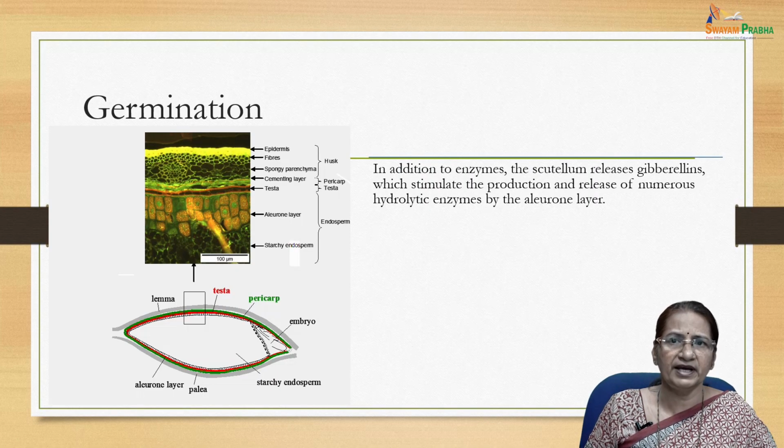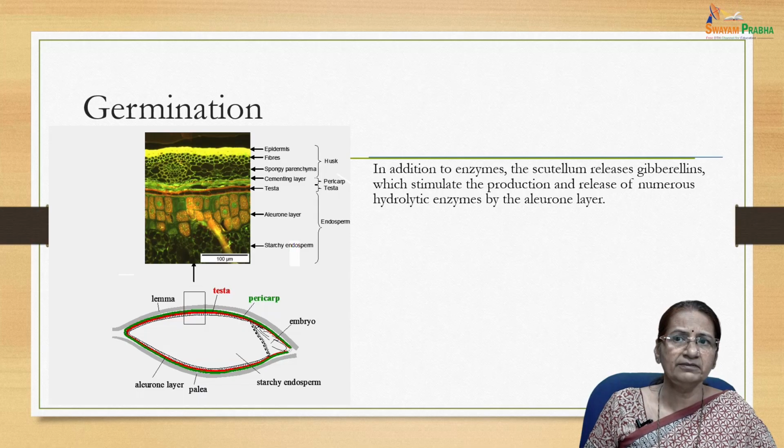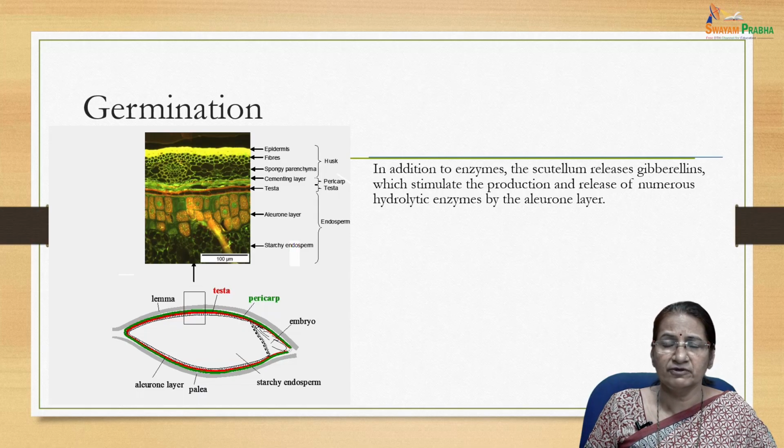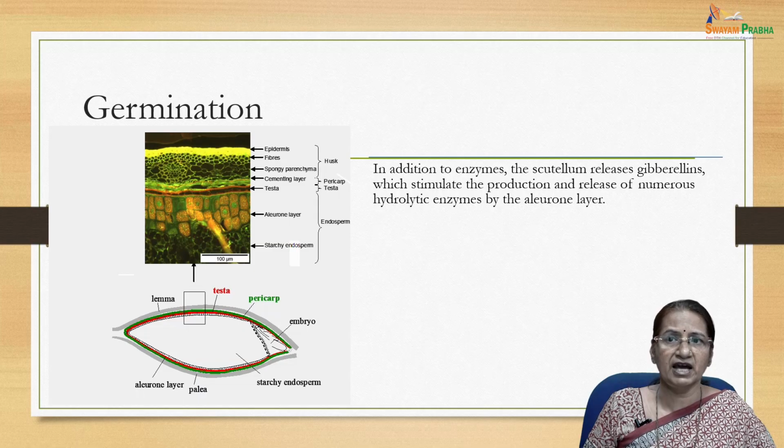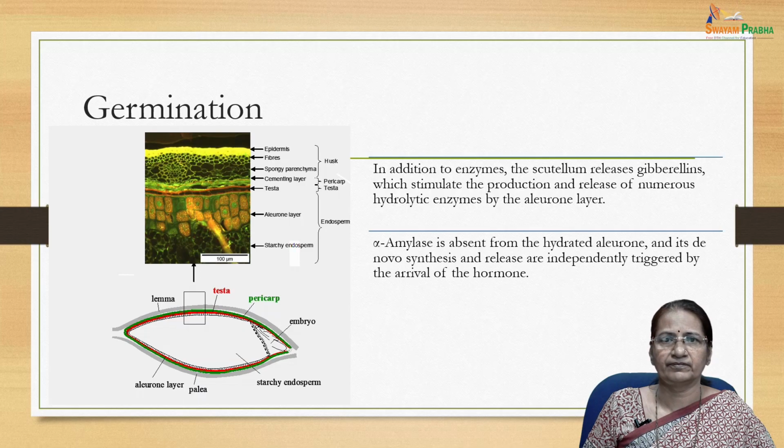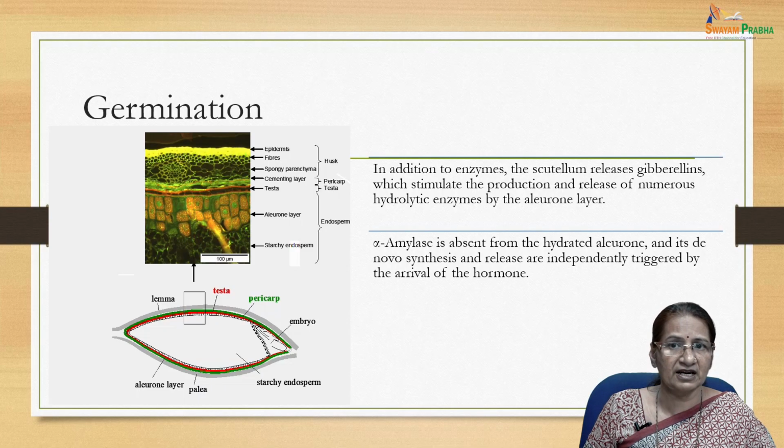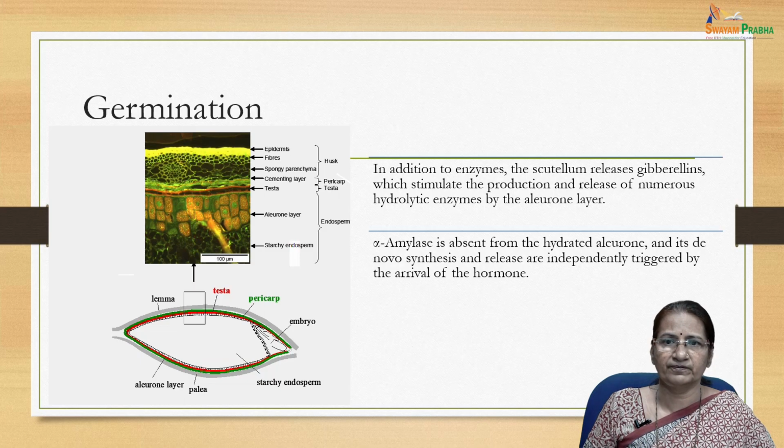In addition to enzymes, the scutellum releases gibberellins, which stimulate the production and release of numerous hydrolytic enzymes by the aleurone layer. Alpha amylase is absent from the hydrated aleurone, and its de novo synthesis and release are independently triggered by the arrival of the hormone.